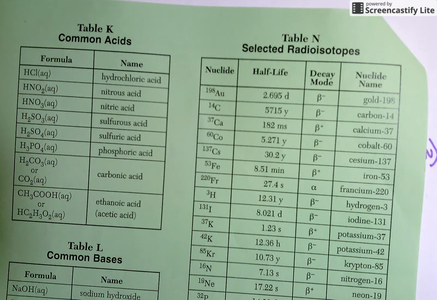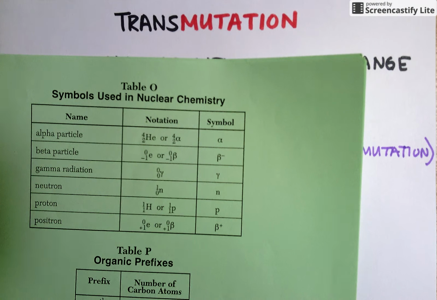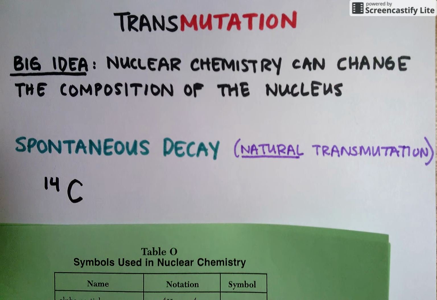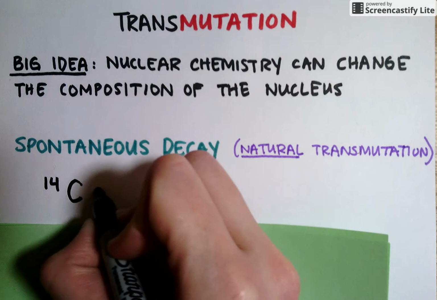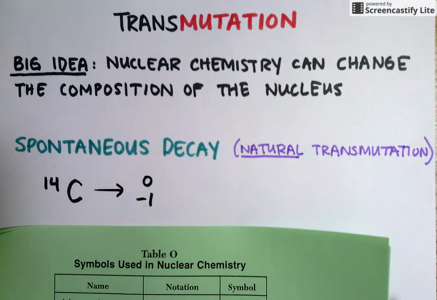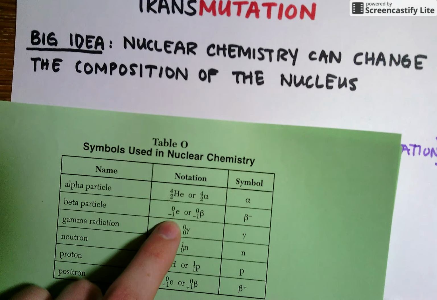You're going to be using this information in conjunction with the information that is contained on table O, which tells us exactly what a beta particle looks like, in order to write an equation for how the carbon nucleus naturally changes over time. So what we know from table N is that carbon-14 spontaneously gives off a beta particle, which according to table O has a mass of 0 and a charge of -1.